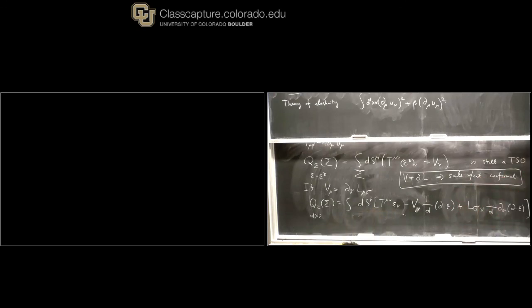Is there not a proof maybe in D equals 2 without counterexamples if you add some assumptions? Maybe unitarity?